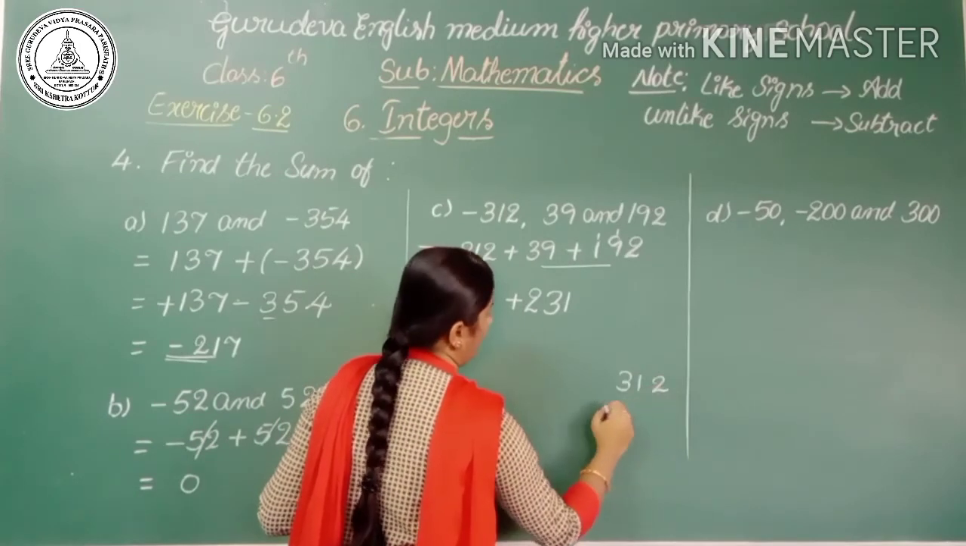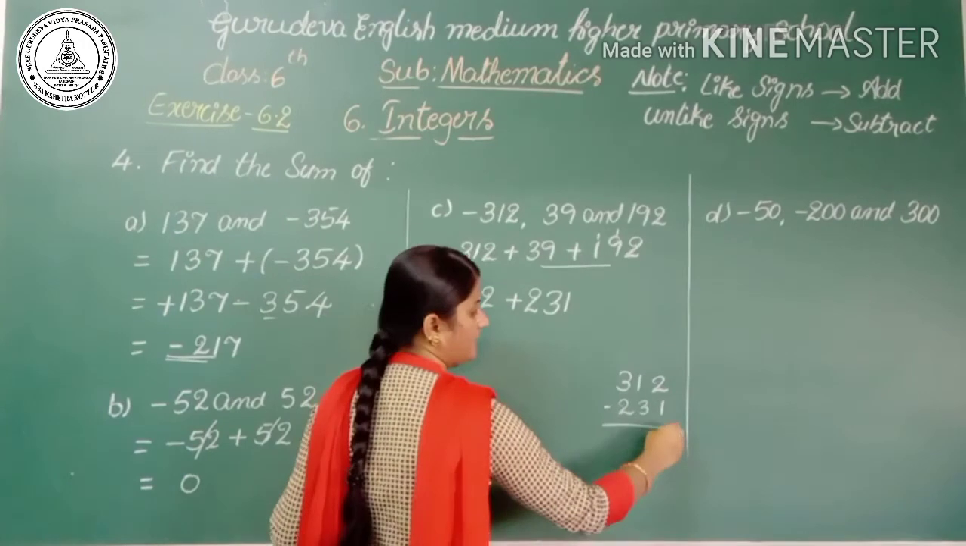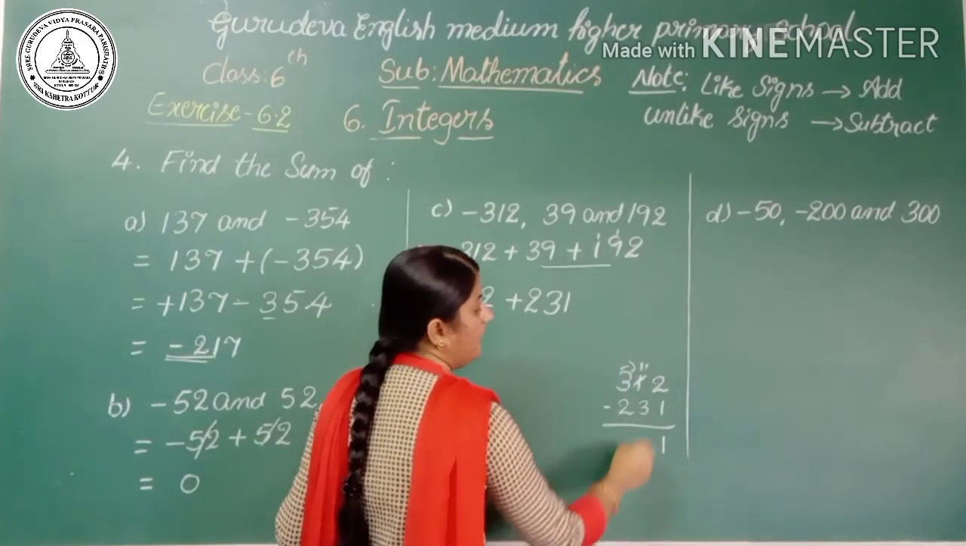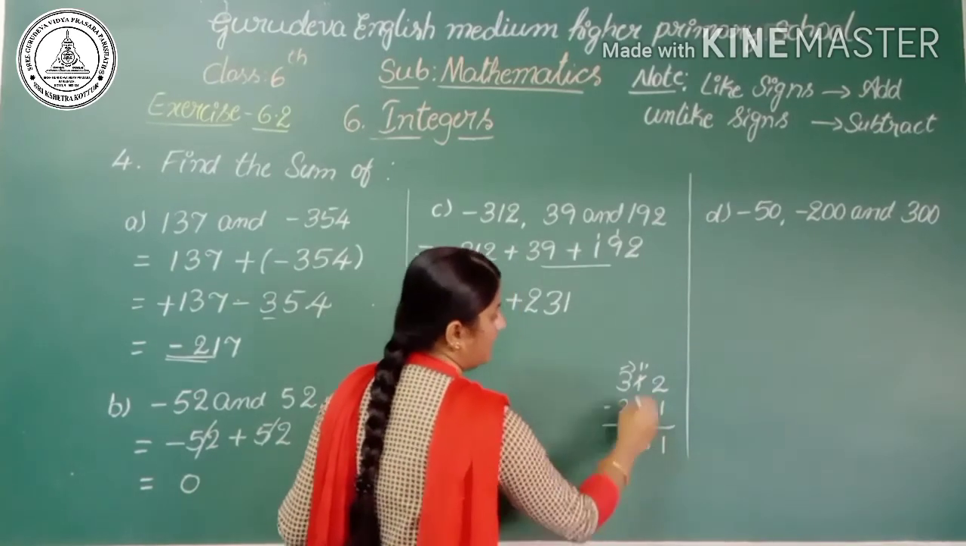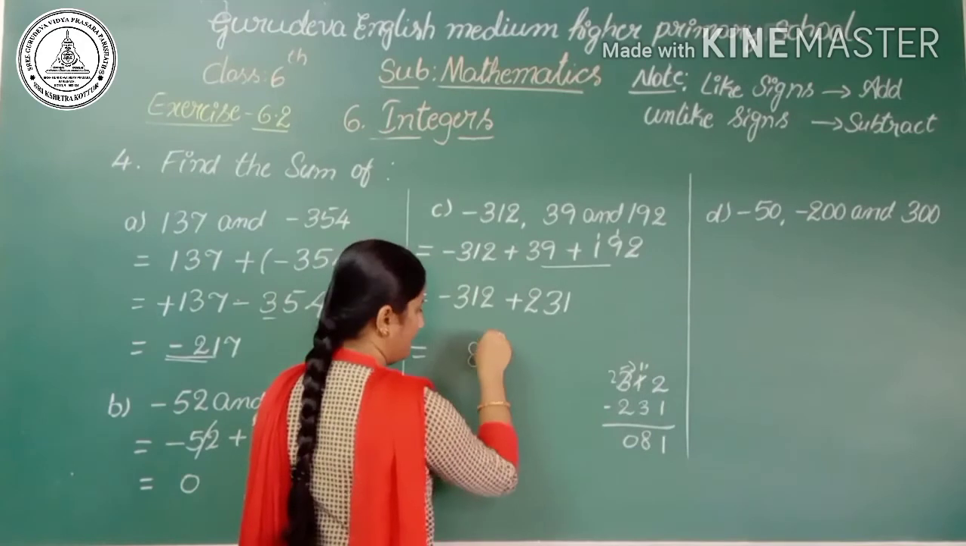Subtract 312 minus 231. 2 minus 1 is 1. 1 minus 3 we cannot subtract, so take a borrow, it becomes 11. 11 minus 3 is 8. Then 2 minus 2 is 0. We get the difference 81.